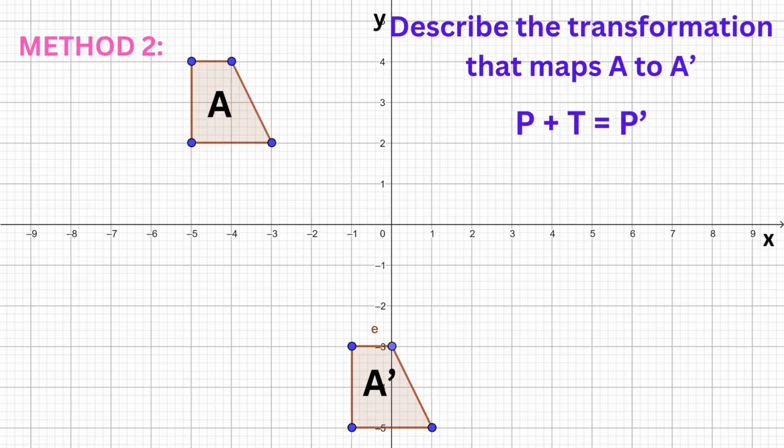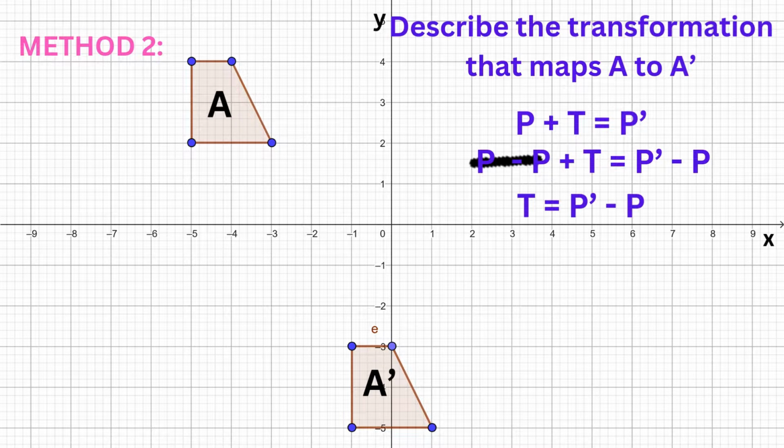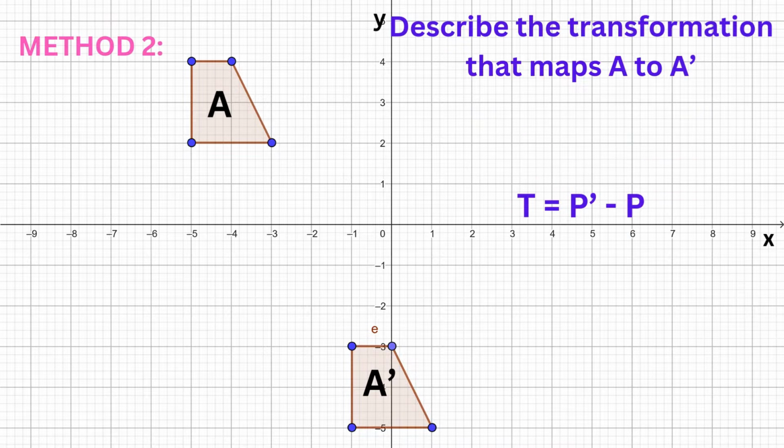The other method would involve some algebra. Recall that a point P plus the translation vector t is equal to P image. We can transpose for t by subtracting P from both sides. Therefore, t is equal to P image minus P. To calculate t, we can substitute any vertex in the original shape for P, and its corresponding vertex in the translated shape for P image. Let's use the same points located at the bottom right of both shapes.